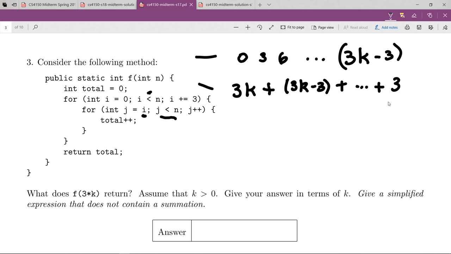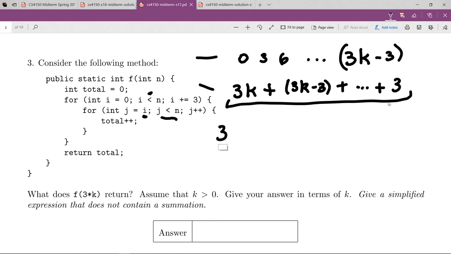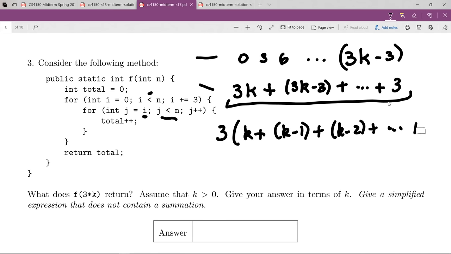Okay, now what do we do to get the final value of total? Just sum the last, the lower. Right, we've got to sum this up. Well, that doesn't look like any series that I told you to learn. So we factor out the 3, and we get 3 times k plus k minus 1 plus k minus 2 down to 1. And that's just the sum of the first k integers written backwards. So that's 3 times k times k plus 1 over 2, if I didn't make a mistake, or 3 halves k squared plus 3 halves k or something. Did I get the right answer? Any questions about that?